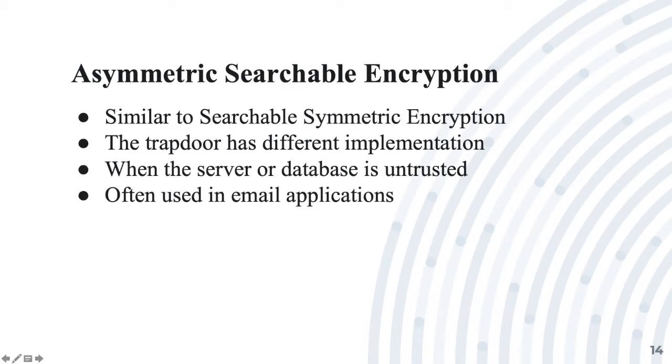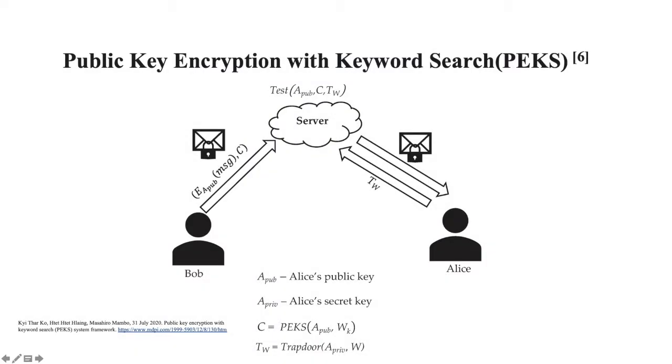Asymmetric searchable encryption, also known as ASE, is a searchable version of asymmetric encryption. It's very similar to SSE, but the trapdoor has a different implementation. ASE is often used when the server or database is untrusted, and is often used in email applications. Public key encryption with keyword search, also known as PKS, is an example of ASE.